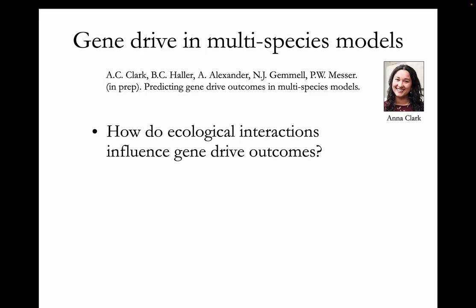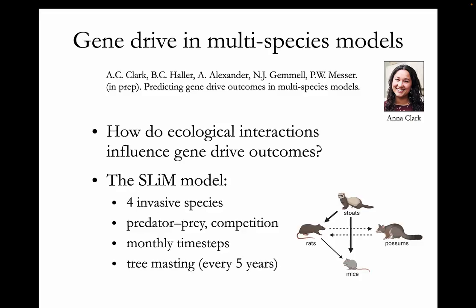My third and final example is work that's still in progress, led by Anna Clark, a PhD student at the University of Otago in New Zealand. Anna visited the Messer lab at Cornell for a year and developed this multi-species model with us. The focal question here is, how do ecological interactions influence gene drive outcomes?